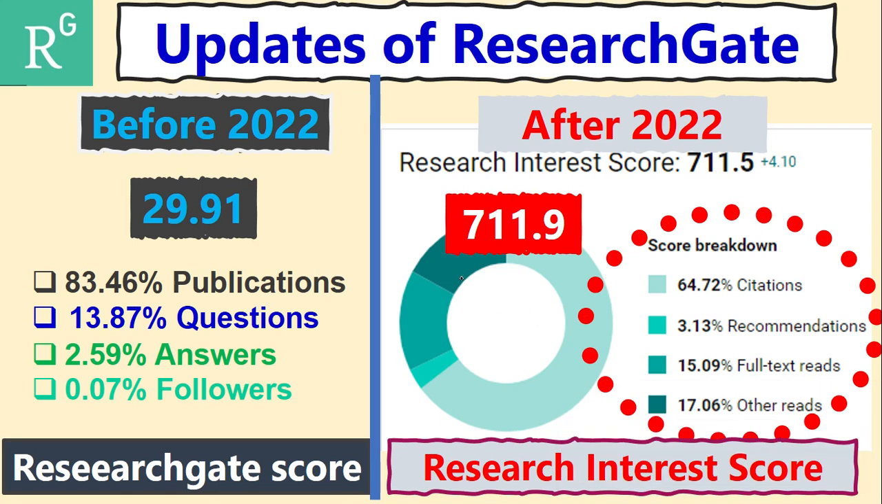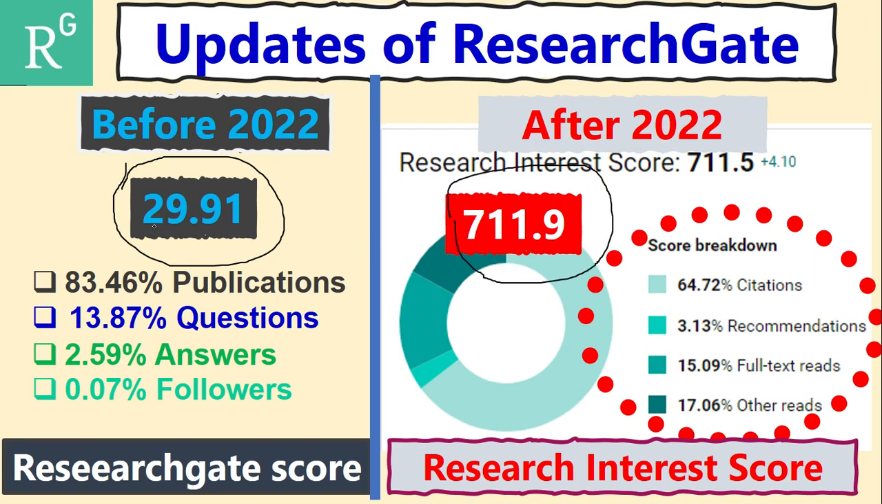In this video, I just want to give a brief overview of how the ResearchGate score was calculated before 2022 and after 2022. If you look into my score, when I recorded a video on ResearchGate, at that time my score was 29.91. And look, my score is now 711.9.